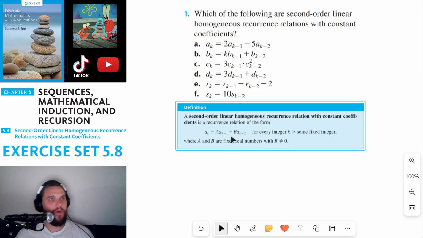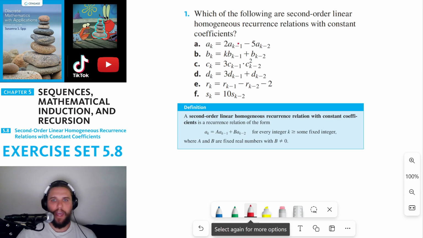So this reminds me a little bit about Fibonacci sequences. The Fibonacci sequence is specifically a second-order linear homogeneous recurrence relation with constant coefficients where those constant coefficients are both 1. So a equals 1 and b equals 1. That's the recurrence relation for the Fibonacci sequence. So the only difference between these types of sequences and the Fibonacci sequence is that we're allowing different types of coefficients, but b has to be non-zero.